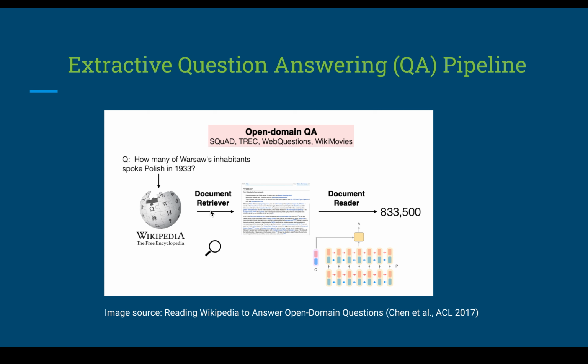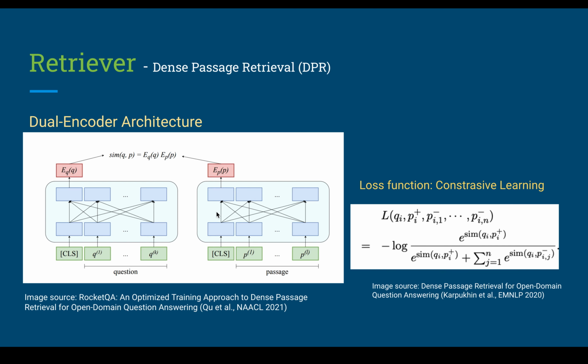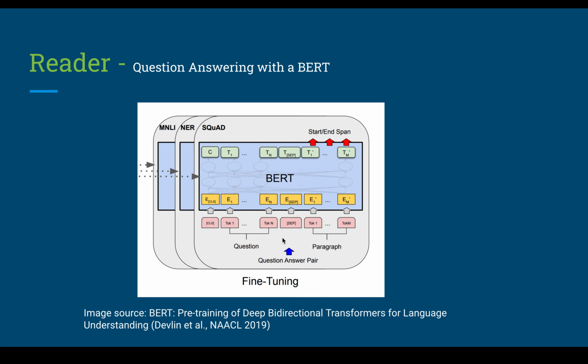A QA pipeline typically involves two stages. First, the retriever identifies relevant passages for a given question, and then the reader selects an answer from one of the identified passages. For retrieval, the authors used the dense passage retrieval framework, where a dual BERT encoder encodes passage and question separately, with the loss function optimizing the negative log likelihood of the positive passage against a set of negative passages. The reader is built on the question answering BERT to identify the start and end words for an answer span.